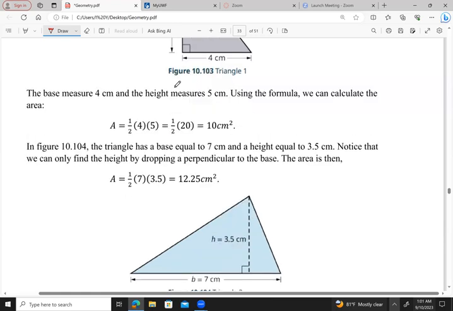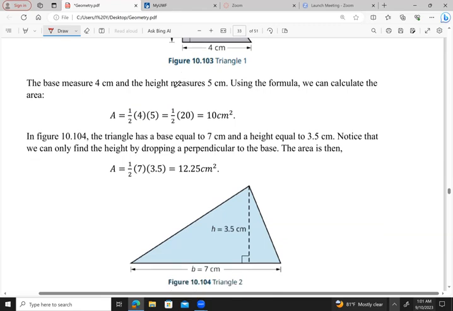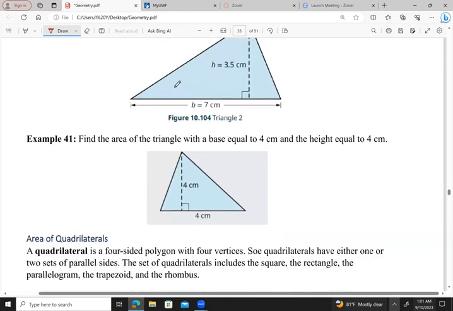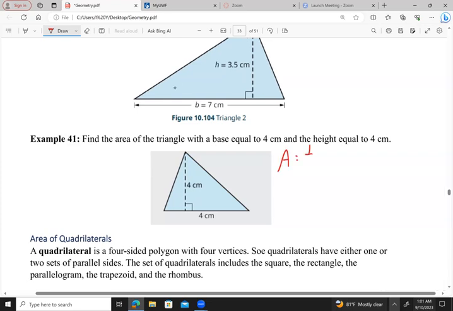Here we have a triangle with a base equal to 7 and the height equal to 3.5. Notice we only find the height by dropping a perpendicular to the base. So in this case, we have 1/2 times 7 times 3.5, or 12.25 cubic centimeters. So let's find the area of a triangle with base equal to 4 and height equal to 4. Our area is 1/2 base times height, which is 1/2 times 4 times 4, which is 2 times 4, which is 8 square centimeters.